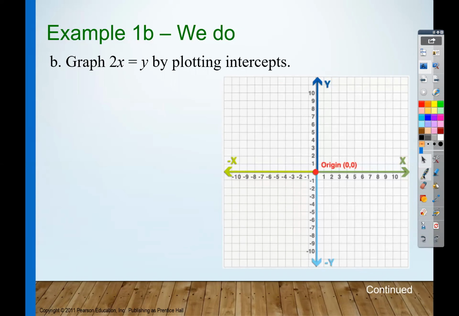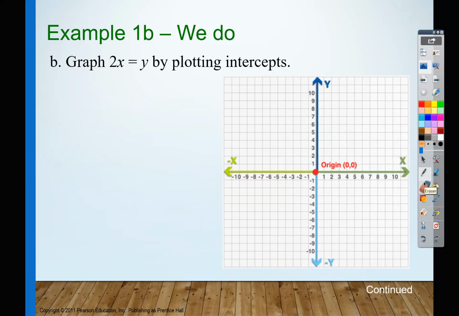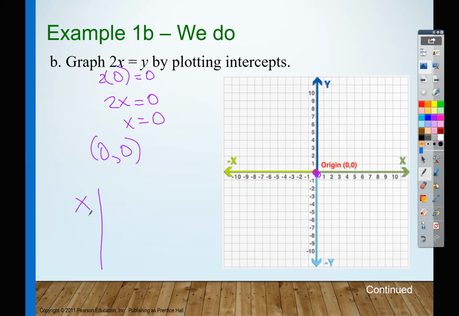Okay, now we're going to do this one. So graph this by plotting the intercepts. What you'll notice is if I let x equal 0, y will be 0. And if I let y equal 0, then x is also going to equal 0. So the x and the y-intercepts in both of those are the origin. So what we're going to have to do is put in other points because that one point is not enough.